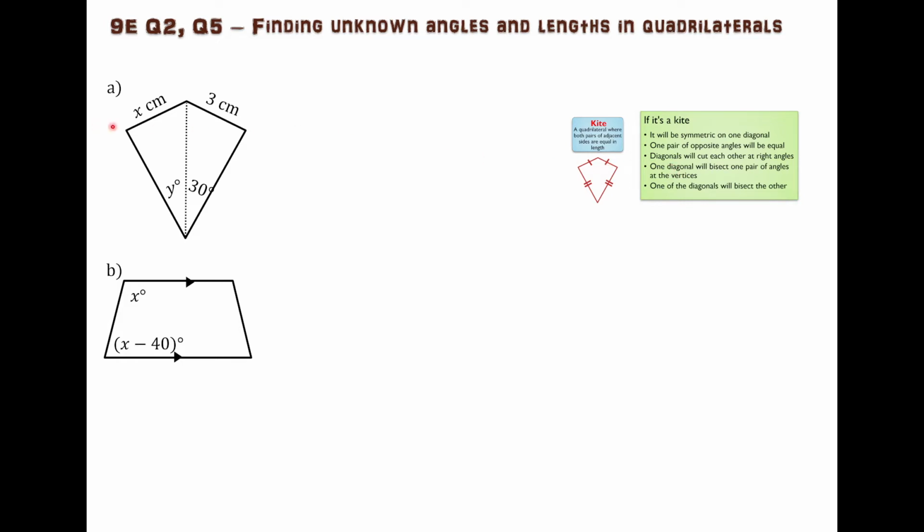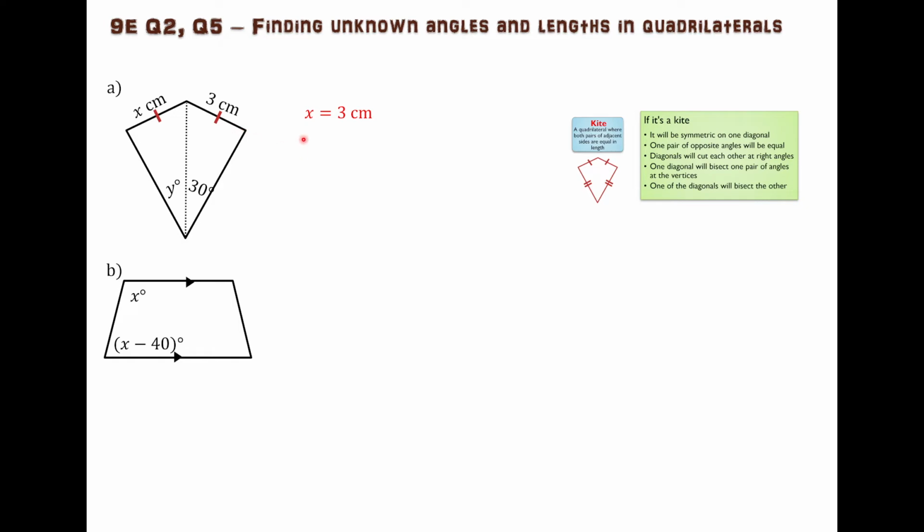So first, to find x, a kite has adjacent pairs. For example, these two adjacent pairs of sides are equal. So these two are actually the same length because it is a kite. That's the definition of a kite. So this is the same as this. So x is 3. X is 3 centimeters.